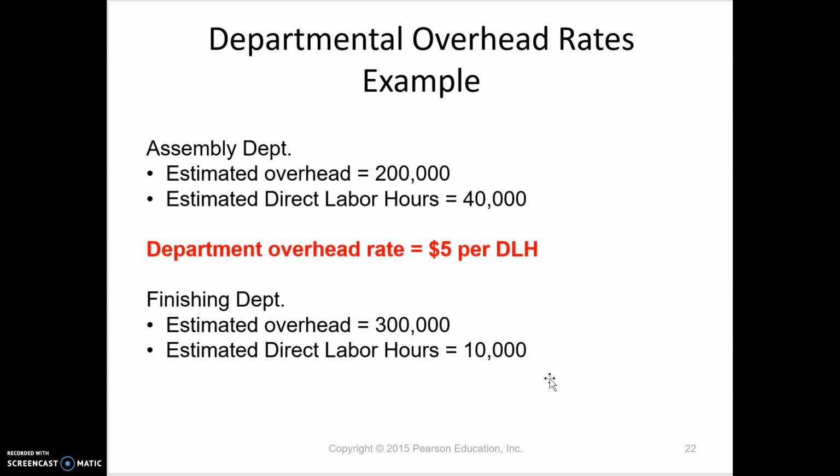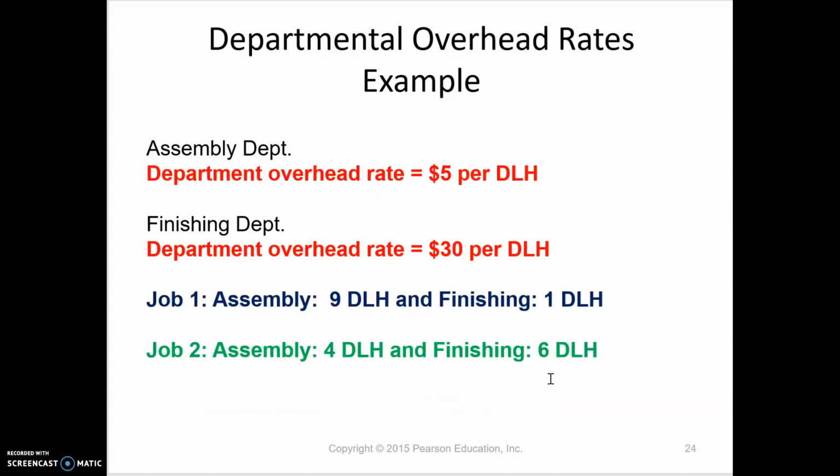So then we can find the departmental overhead rate for the assembly department. We take the estimated overhead of 200,000 divided by the 40,000, and so our assembly department overhead rate is $5 per direct labor hour. The finishing department, the 300,000 is divided by the 10,000, and so in the finishing department, the overhead rate is $30 per direct labor hour.